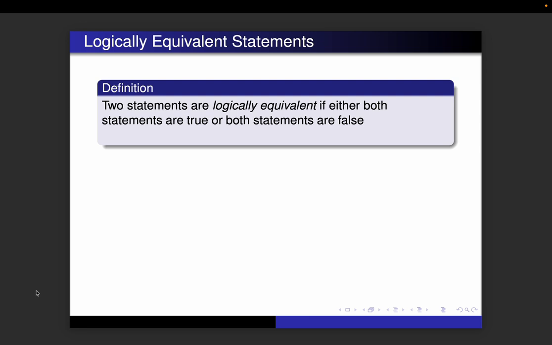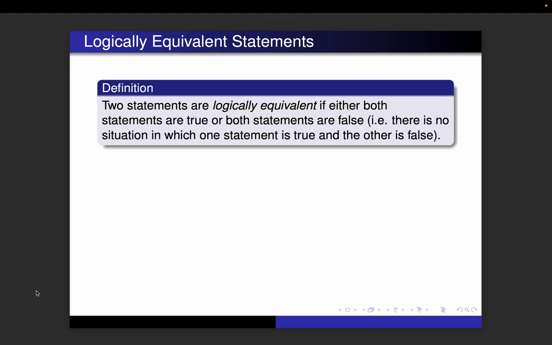Okay, so remember back from our Math 225 days that two statements are called logically equivalent if they are logically the same. In other words, either both statements are true or both statements are false. Another way of looking at that is there is no situation in which one statement is true and the other is false.